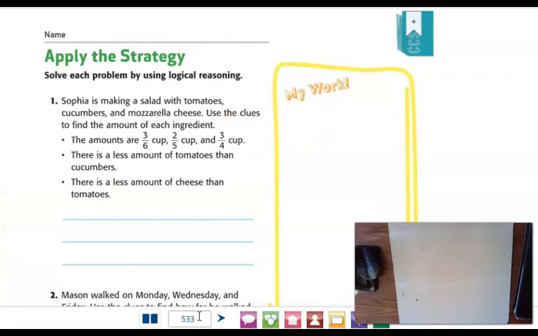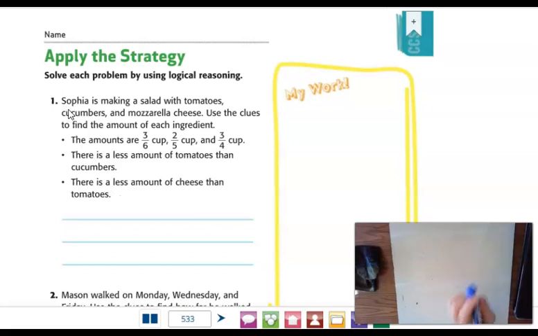Okay, now I'm on page 533, and we have the same type of thing. The only thing different here is they're going less and less. So before we were having the greatest for each item, and this time we're working from least to greatest basically.